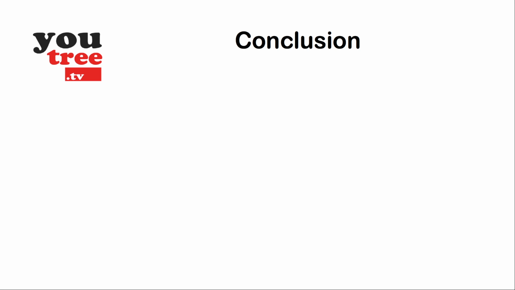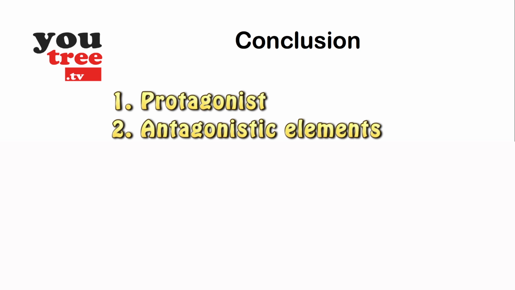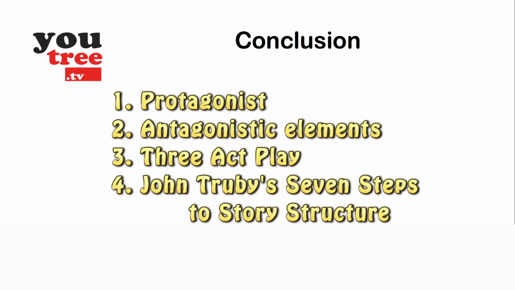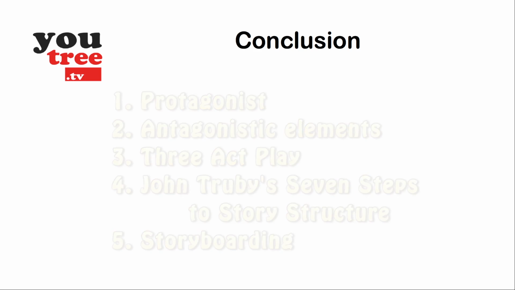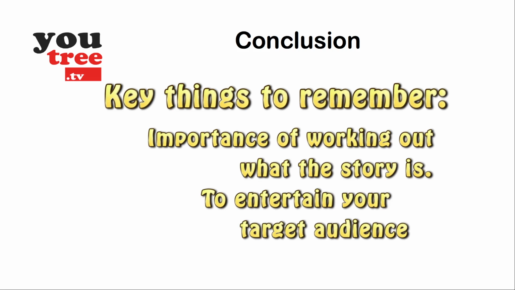During this lecture, we've looked at who the protagonist is, what the main antagonistic elements are that attempt to stop the protagonist achieving their goals, how a 3-act play works, and John Truby's 7 steps to story structure. We have also looked at how useful storyboarding can be in helping plan a video, whether for documentary or drama. The key things to remember are the importance of working out what the story is that you want to record on video, so that your target audience can have an entertaining experience.